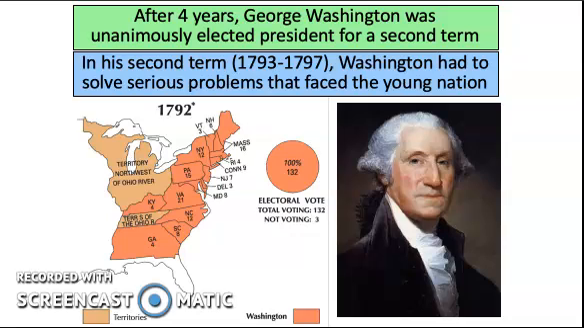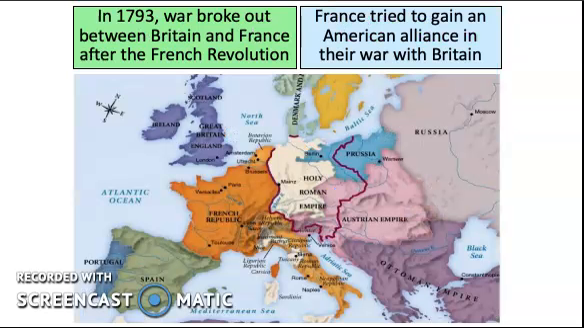But probably the biggest kind of thorn in his side is what happens in 1793. War is going to break out between Britain and France after the French Revolution. So they're going to fight again. Now, France is really going to try and gain an American alliance in their war with Britain.